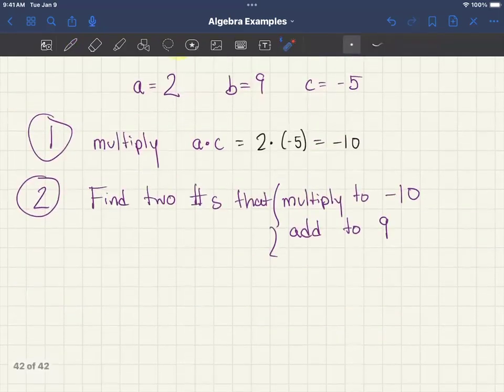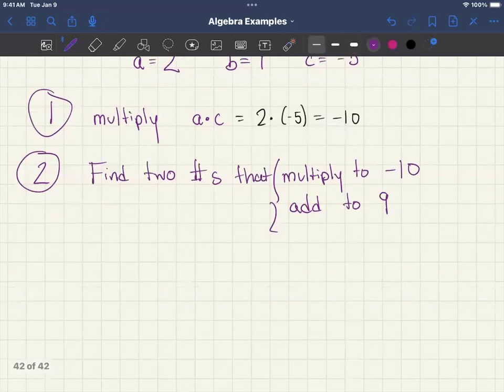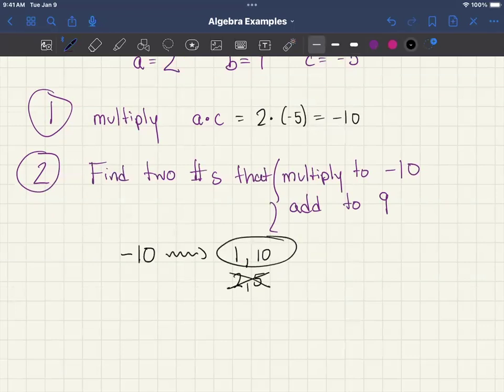Normally the way that I would suggest going about this is start with your multiplication. We want negative 10. So let's figure out how negative 10 factors. We can multiply 1 times 10 or 2 times 5. What combination of those two numbers will get us a 9? Well, 2 and 5, it doesn't matter if you're adding, subtracting, whatever, they're not going to get you to 9. So we have to use the 1 and the 10.